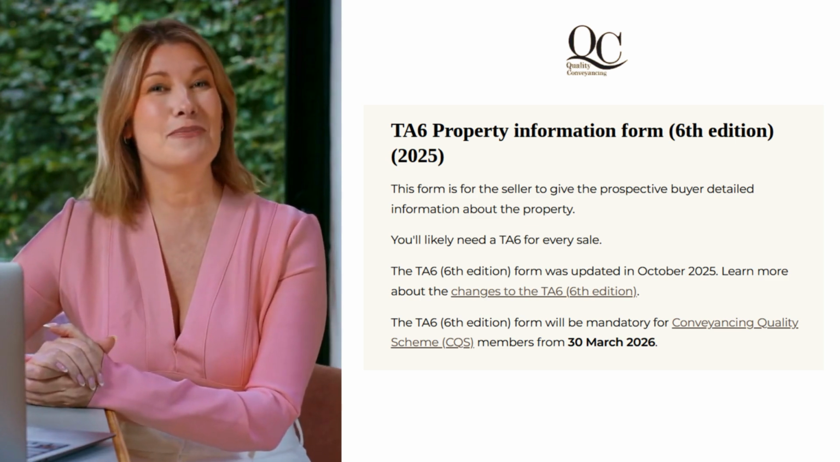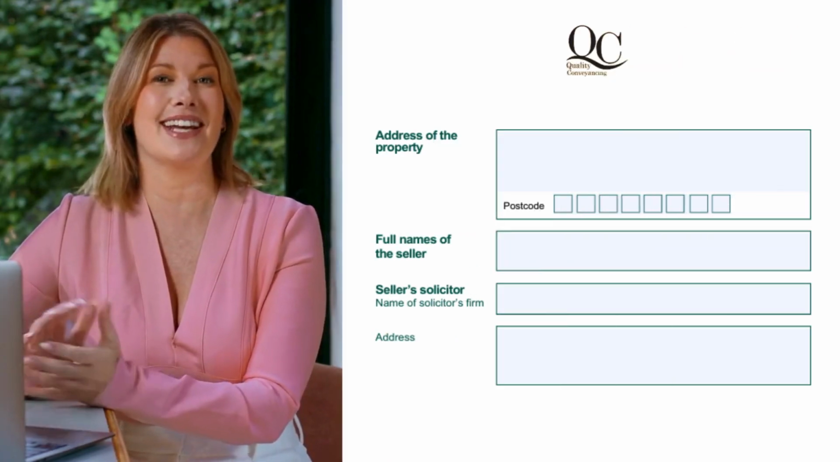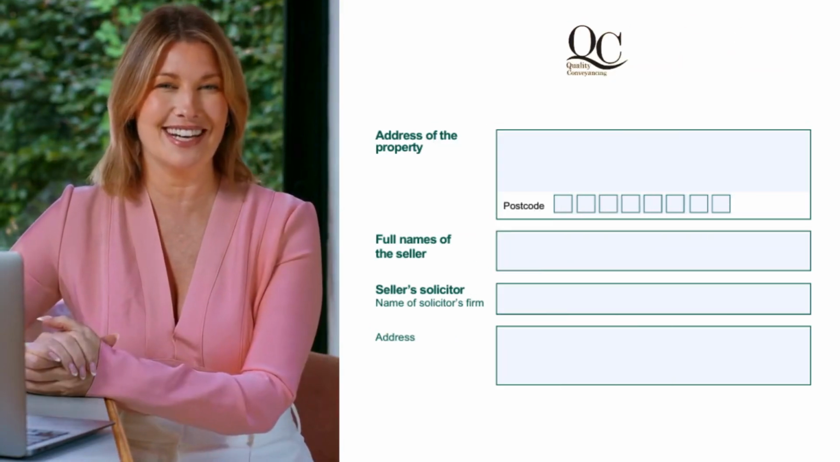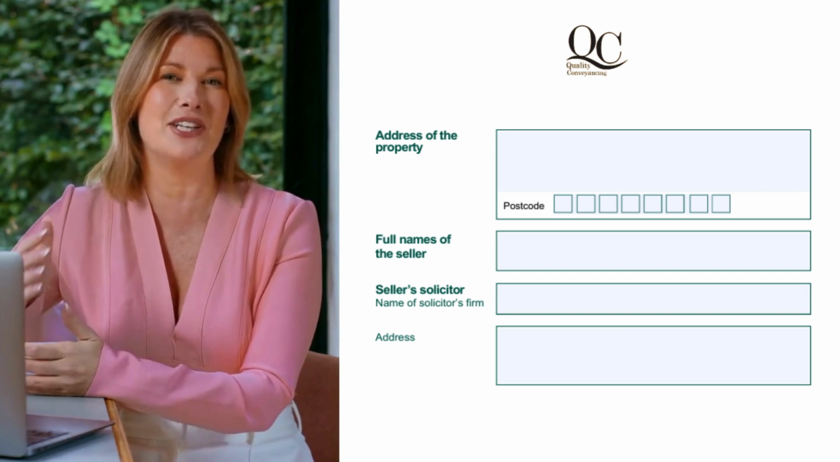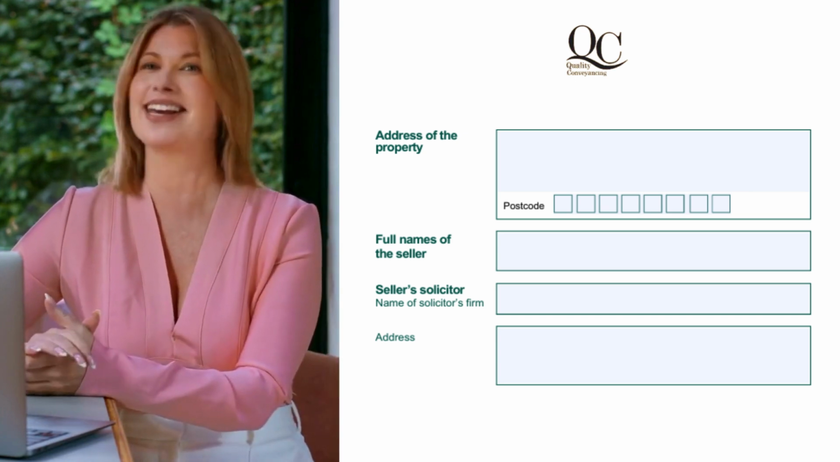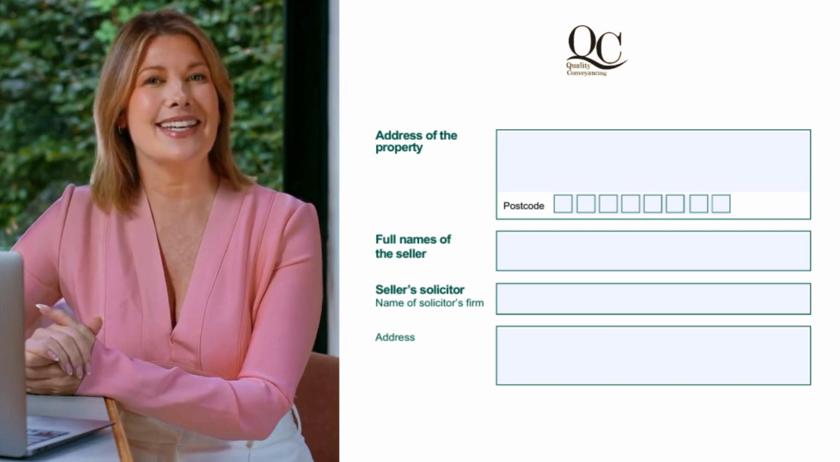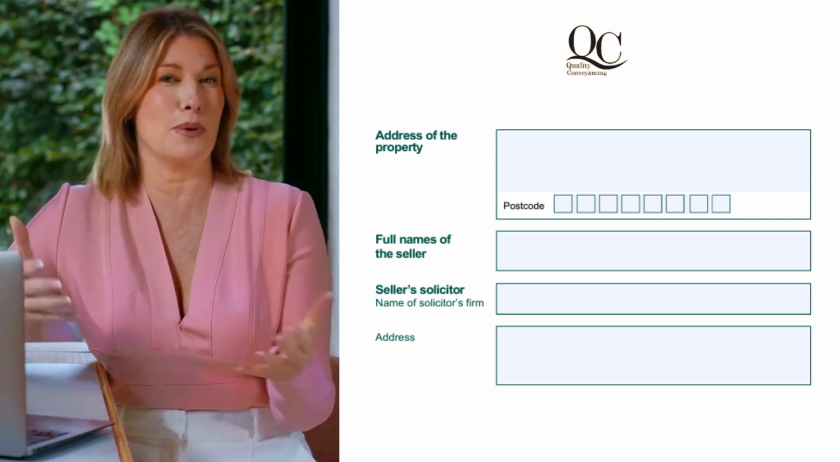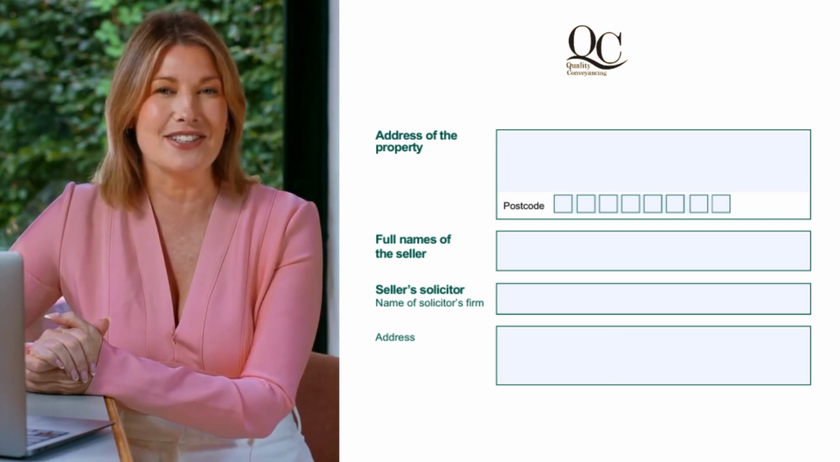Let's get started. We start on page 1. Here, you'll fill in the full property address, including the postcode and the full legal names of everyone selling the property. Make sure the names match the title deeds exactly. You'll also add your solicitor's details if you have them at this stage. Once that's done, we move into the main sections.